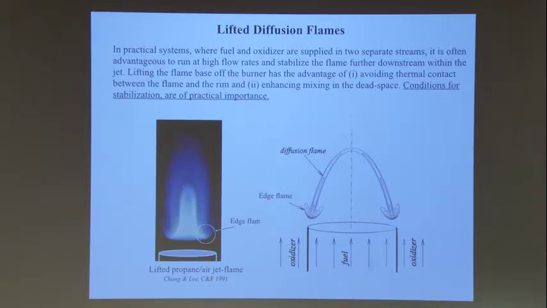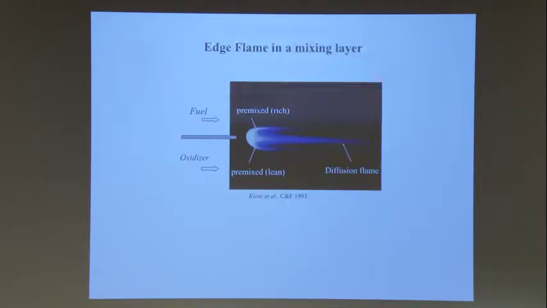So you don't really have a pure diffusion flame. What you have is a situation like here, for example, where the fuel and oxidizer are coming separately and there is a mixture region here. This is a photograph taken by forming this edge flame in the laboratory. And the idea is that there is mixing that occurs here. So the edge part of the flame is a premix flame.